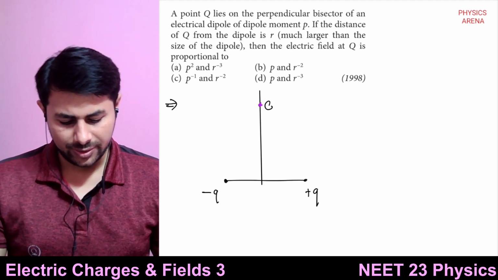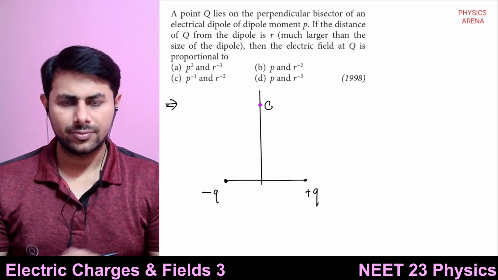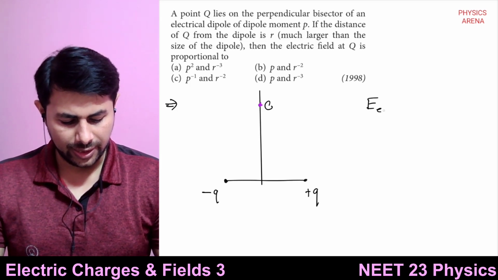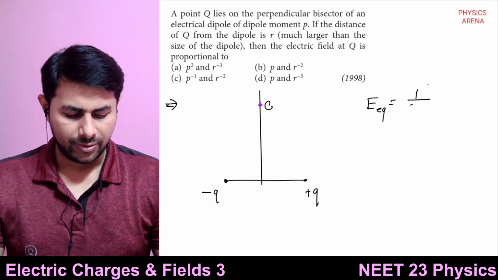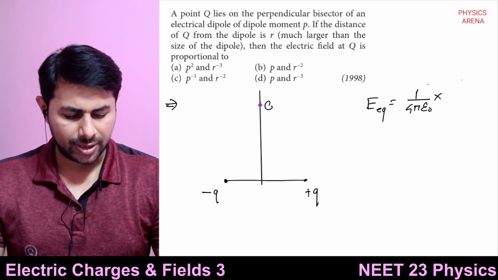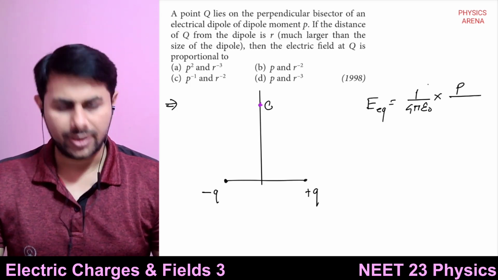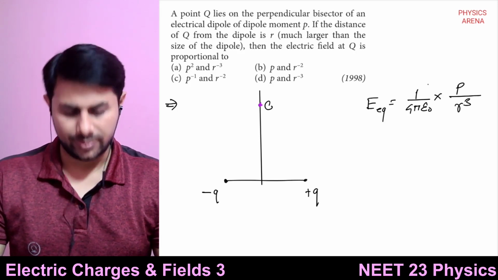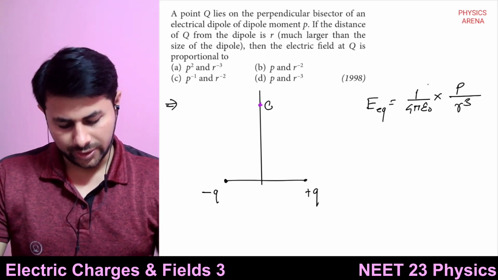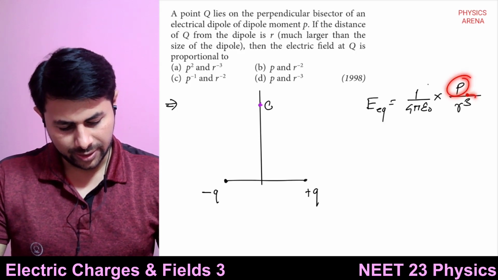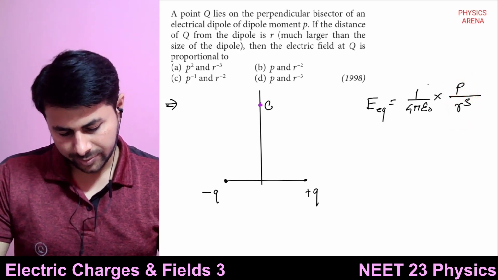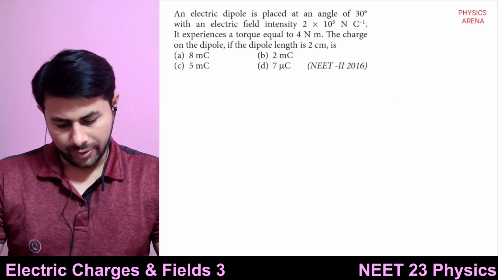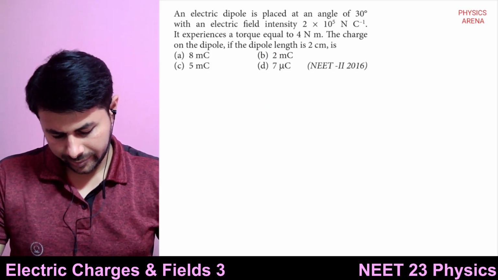What is the electric field at the equator? So E equator is 1 upon 4 pi epsilon naught multiplied by P upon R cube, or X cube, you can say. So it is directly proportional to P, inversely proportional to R cube. So it is option D. Okay, let's see the next question.